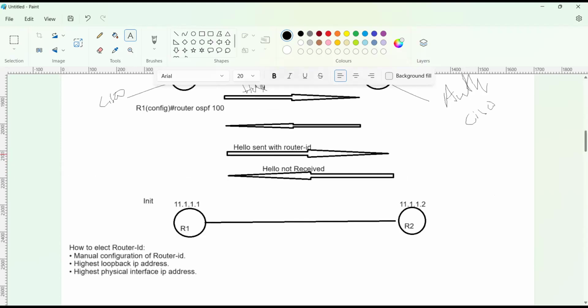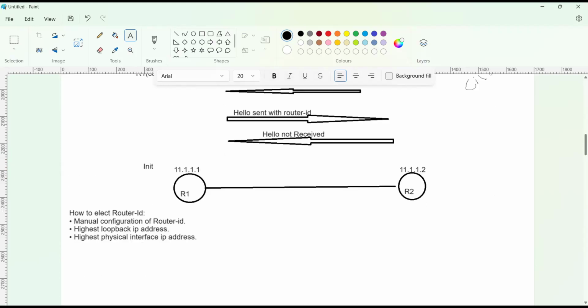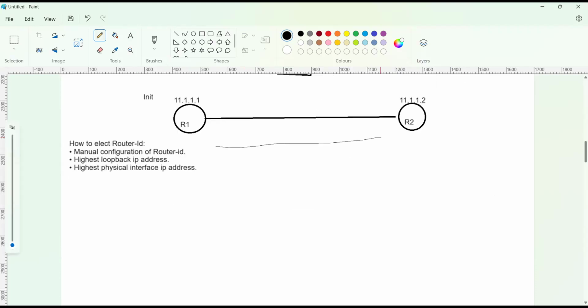Then in the init state, they both will send and receive the router IDs. This router ID they will send and receive in the init state.